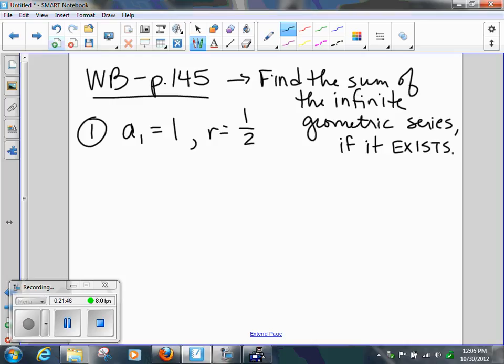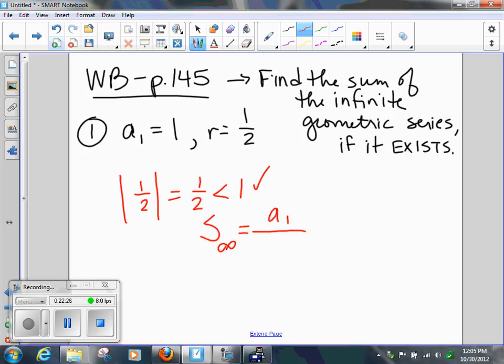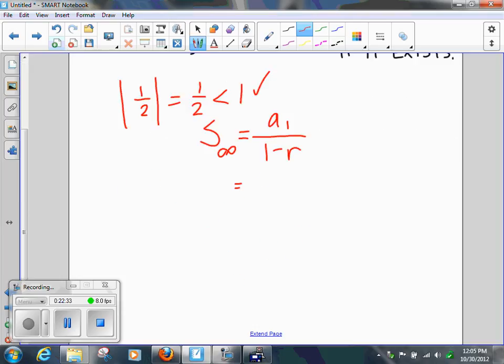So, what's the thing we have to check first and foremost? The absolute value of the ratio. What's the absolute value of 1/2? 1/2. 1/2 compared to 1, it's less than 1. Does it meet the criteria to be able to use the formula? Yes or no? Yes. Here we go. Now let's use our formula. S sub infinity, my bad, equals a sub 1 over 1 minus r every single time. What's my first term? 1. 1 minus, what was my ratio? 1/2.